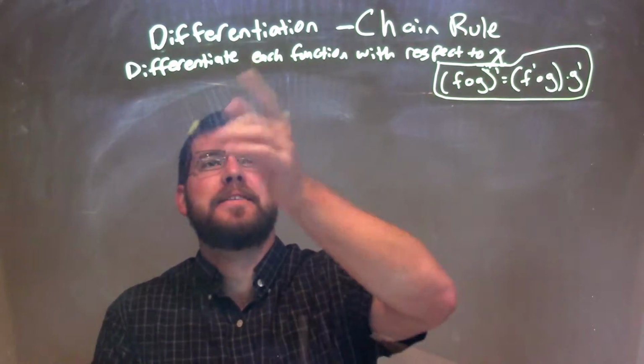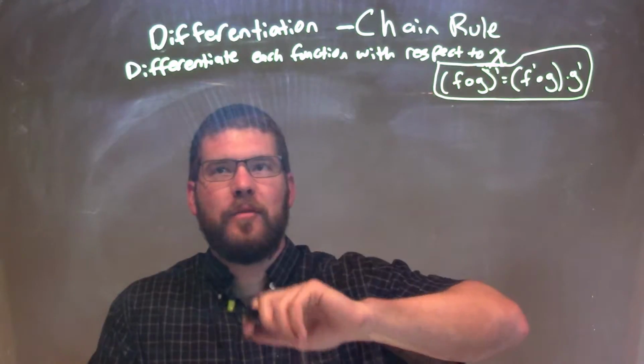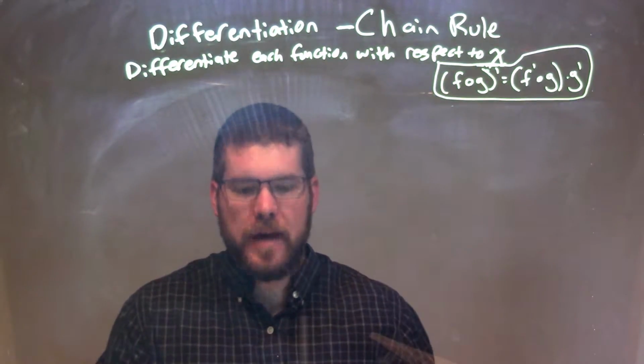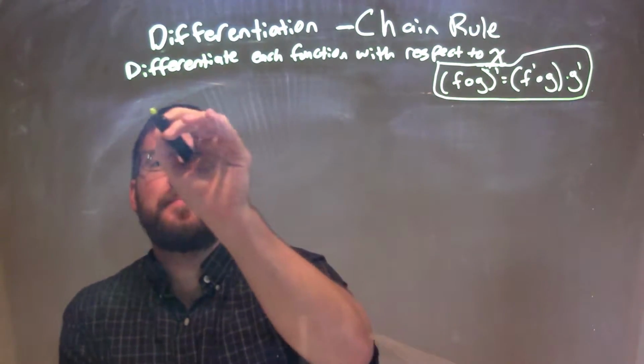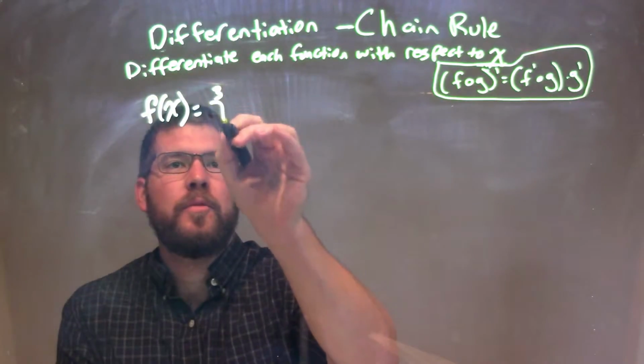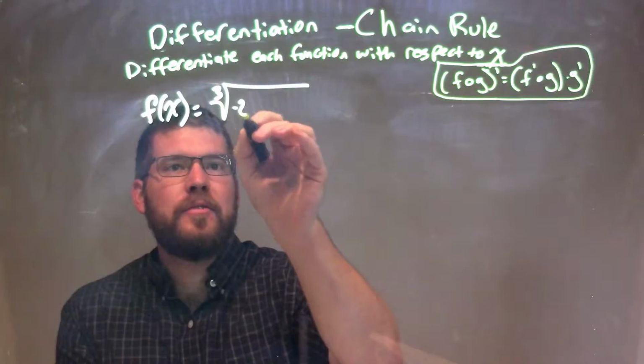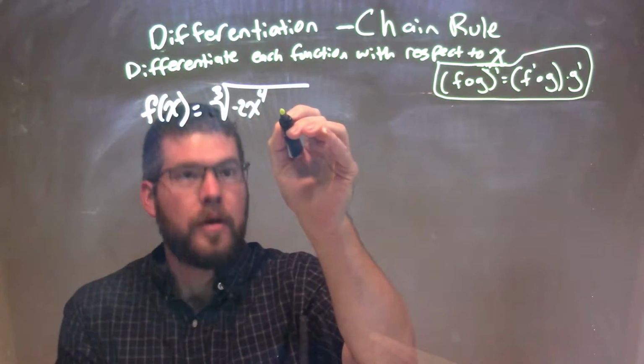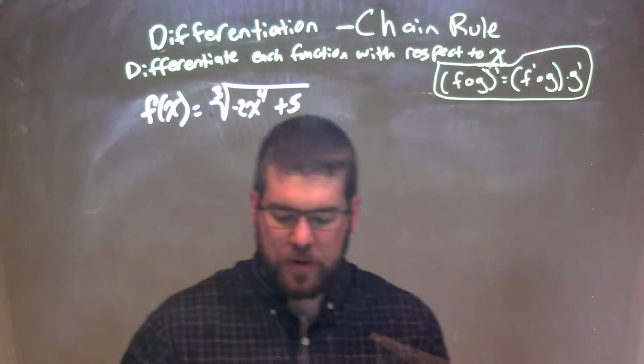And today we're going to learn about differentiation, and we're going to apply the chain rule. We're going to differentiate each function with respect to x. So if I was given this function, f of x is equal to the third root of negative 2x to the fourth plus 5. Okay?